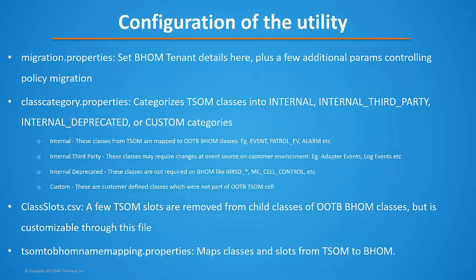Okay, and so then we have the configuration files of the utility. There are 4 configuration files. The first one is the migration.properties. This is where you'll set the BHOM tenant details, and you'll need to do that before you run the utility. There are also a few additional parameters for controlling policy migration.